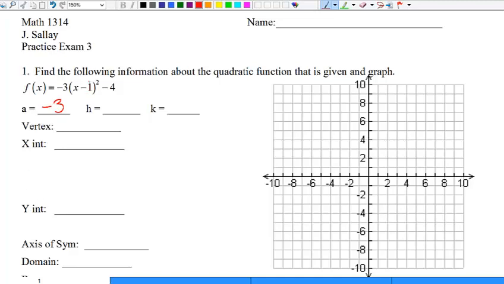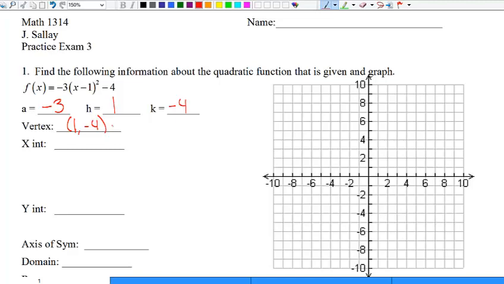The h is inside the parentheses with the x, and it's the opposite of the sign because there's an x minus h, so there's already a minus, so my h is just +1. And then the k is on the outside, which is -4. Put those two things together for the h and the k, and that gets me 1 comma -4, which is my vertex.